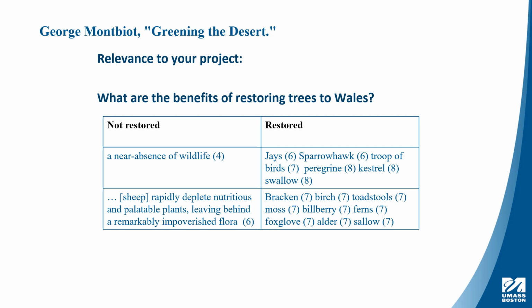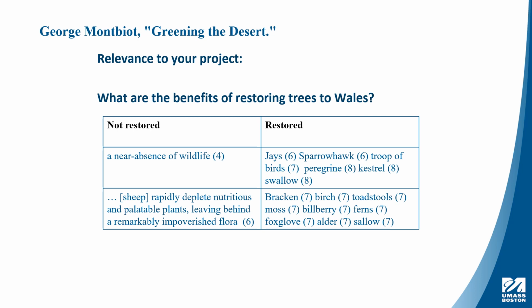So, as an example, here's a table that contrasts a few of his observations, so you can see how this might work. On page 4, regarding the place that lacks trees, Montbiot observes an absence of wildlife. By contrast, on pages 6 to 8, in the area that has been reforested, he names 6 different kinds of birds that he observed during his visit. Therefore, you can conclude that there is a lot more wildlife in the area that has been restored.